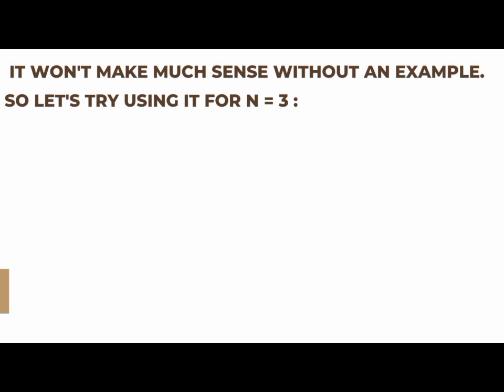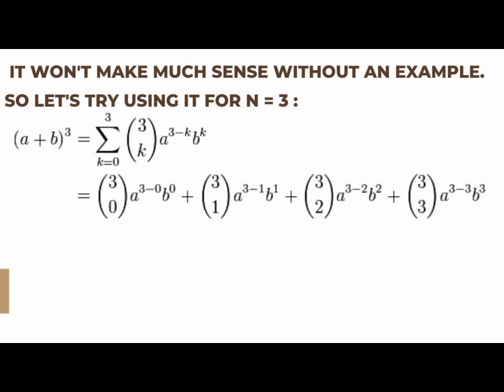So let's try using it for n equals 3. a plus b to the power of 3 is equal to the summation of k equals 0 to 3 of 3 choose k times a to the power of 3 minus k times b to the power of k. Then let's substitute. 3 choose 0 times a to the power of 3 minus 0 times b to the power of 0 plus 3 choose 1 times a to the power of 3 minus 1 times b to the power of 1 plus 3 choose 2 times a to the power of 3 minus 2 times b to the power of 2 plus 3 choose 3 times a to the power of 3 minus 3 times b to the power of 3.